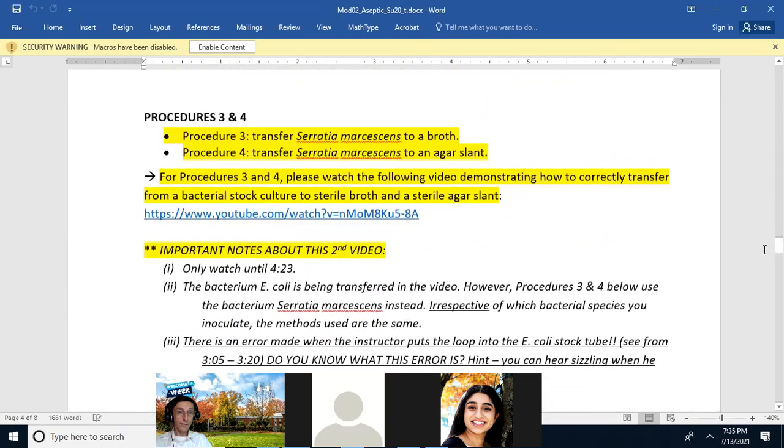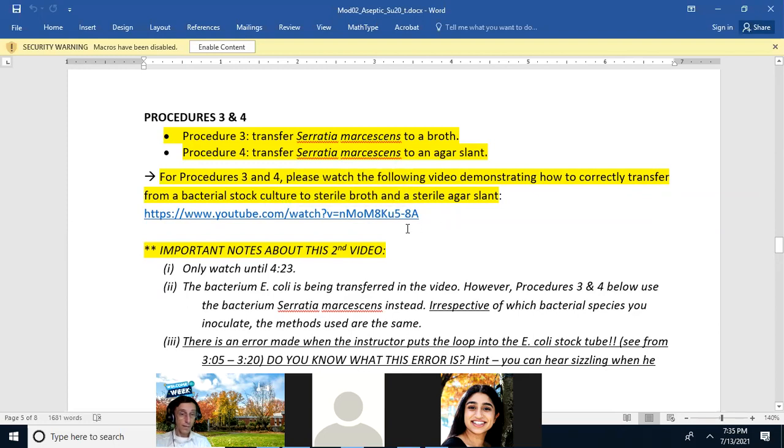And then in procedure 3, you're transferring Serratia marcescens to a broth culture, that's a liquid culture. And then in procedure 4, you're transferring Serratia marcescens to an agar slant. That is a solid culture. And we have videos for procedures 3 and 4 to watch, how to correctly transfer a bacterial stock culture to a sterile broth and a sterile agar slant.